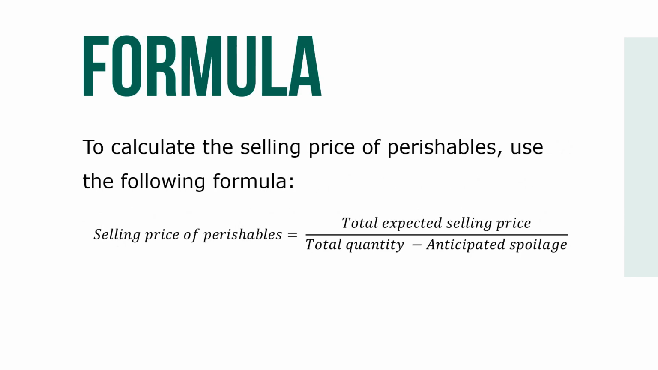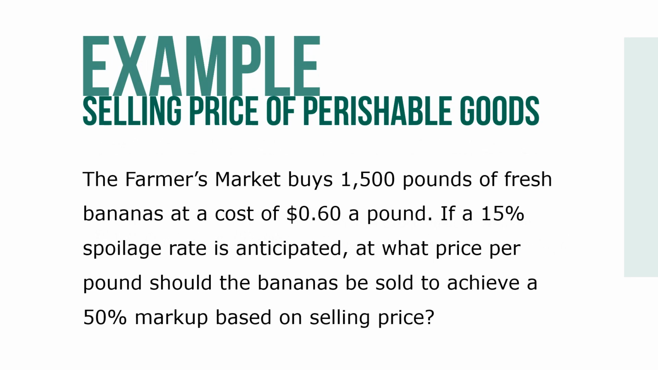To calculate the selling price of perishables, use the following formula. Selling price of perishables equals total expected selling price over total quantity minus anticipated spoilage. Let's take a look at an example. The farmer's market buys 1,500 pounds of fresh bananas at a cost of 60 cents per pound. If a 15% spoilage rate is anticipated, at what price per pound should the bananas be sold to achieve a 50% markup based on selling price? Let's round to the nearest cent.